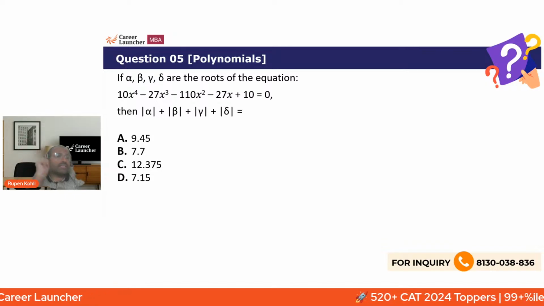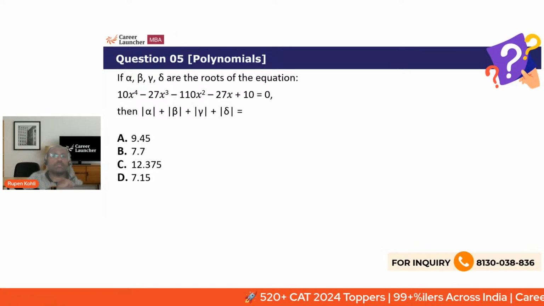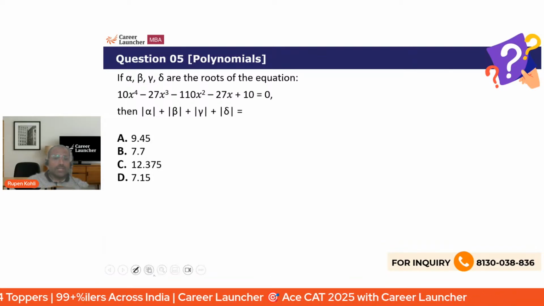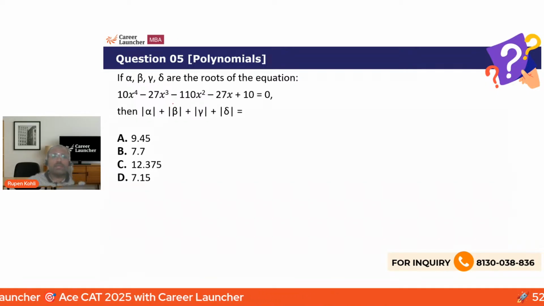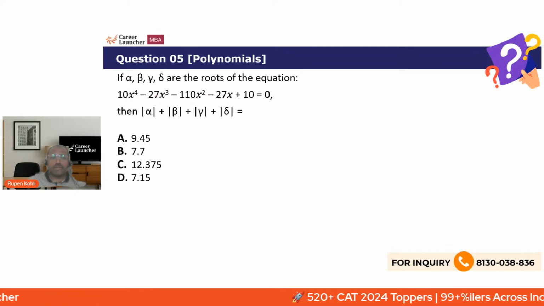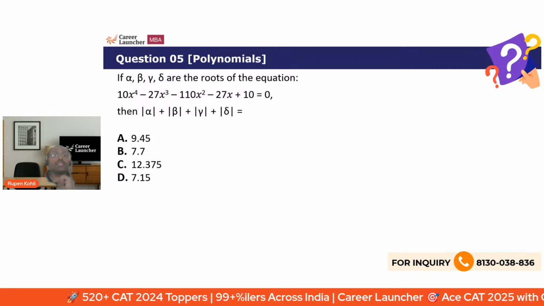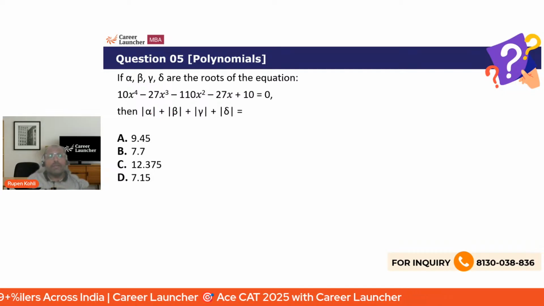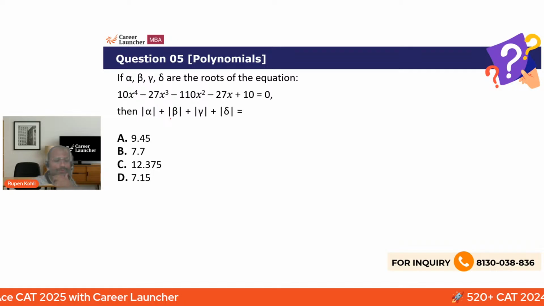he's not asking alpha plus beta plus gamma plus delta. Try to understand, that's not the thing. Otherwise, this question was a cakewalk. All of us know from the relationship between the roots and the coefficients of a polynomial that alpha, beta, gamma, delta should sum up to 27 by 10, right? It is always the coefficient of x cube with the minus sign over the coefficient of x power 4. But that's not what he's asking. We have to solve this properly because we don't know which roots are positive and which are negative. He's asking for the sum of the magnitudes of the roots.